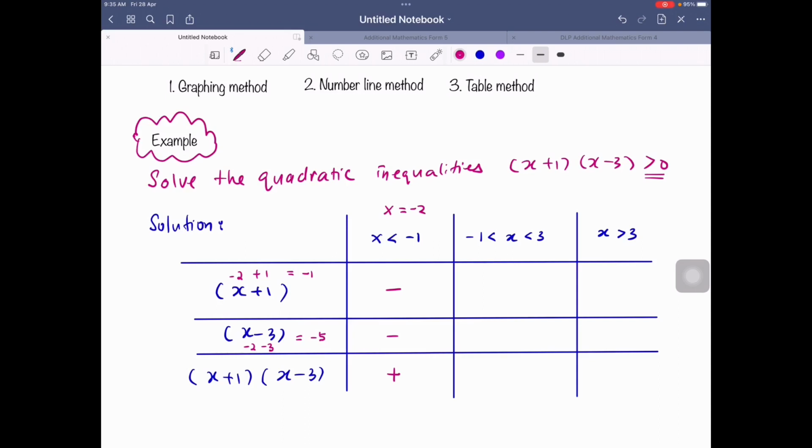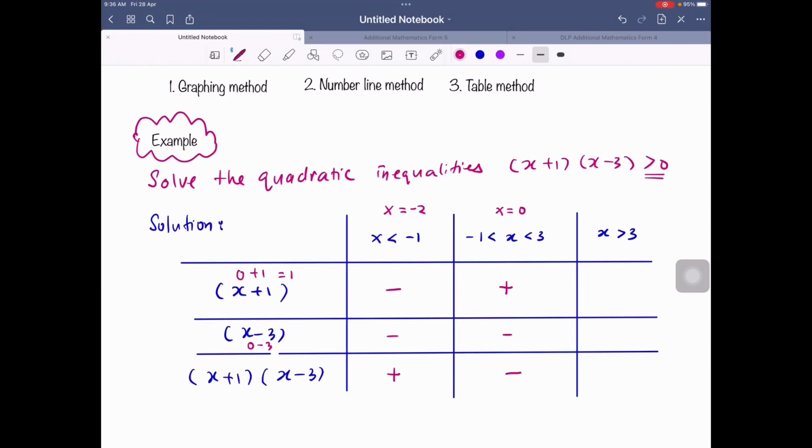For the second part, I take any point between negative 1 and 3, for example 0. I take the value x equals 0 and substitute. 0 plus 1 is 1, so it's positive, right? 0 minus 3 is negative 3, so it's negative. And finally, positive multiplied by negative gives negative. And for the last one, I'm still using the same method.